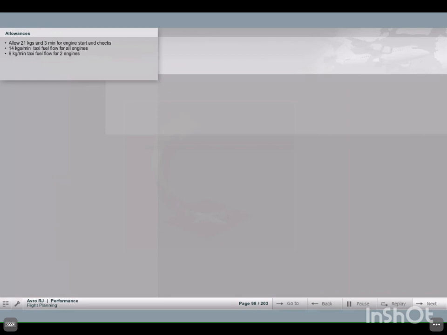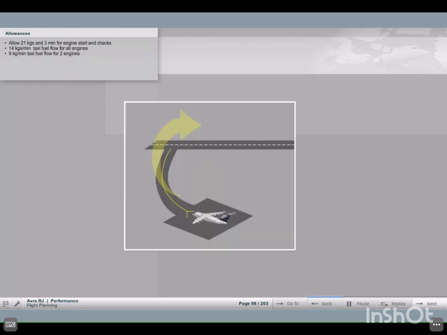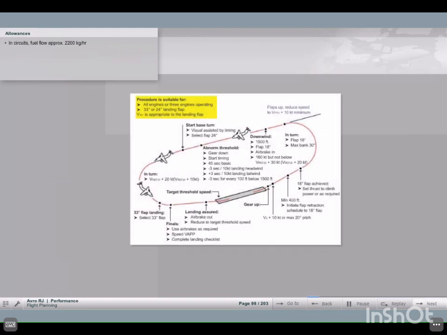Before takeoff, 21 kilograms and 3 minutes should be allowed for starting engines and flight deck checks. Taxiing consumption is 14 kilograms a minute on all 4 engines or 9 kilograms a minute with 2 engines stopped. Circuits. Fuel consumption in the circuit with flaps 18 degrees and landing gear extended is approximately 2,200 kilograms an hour.